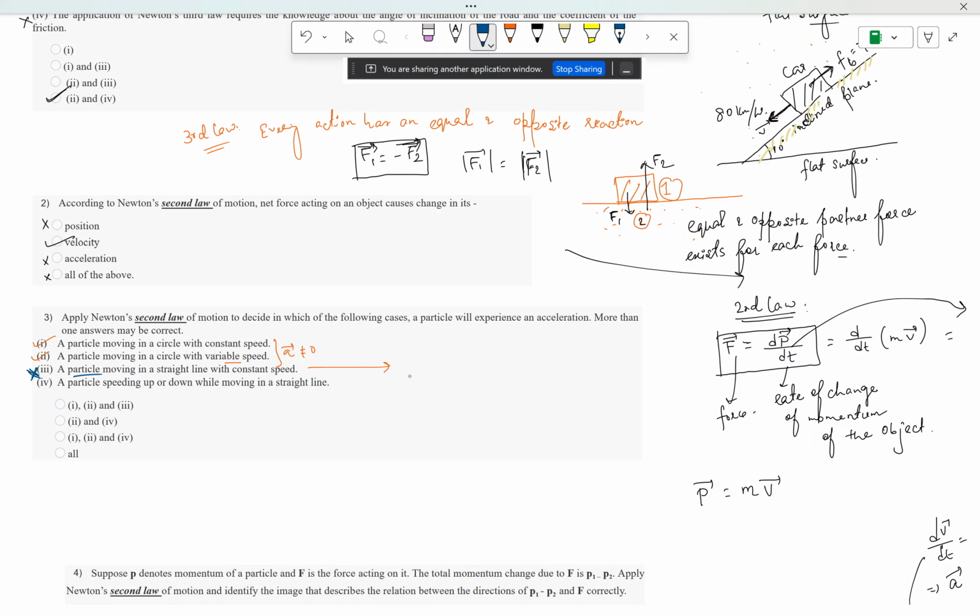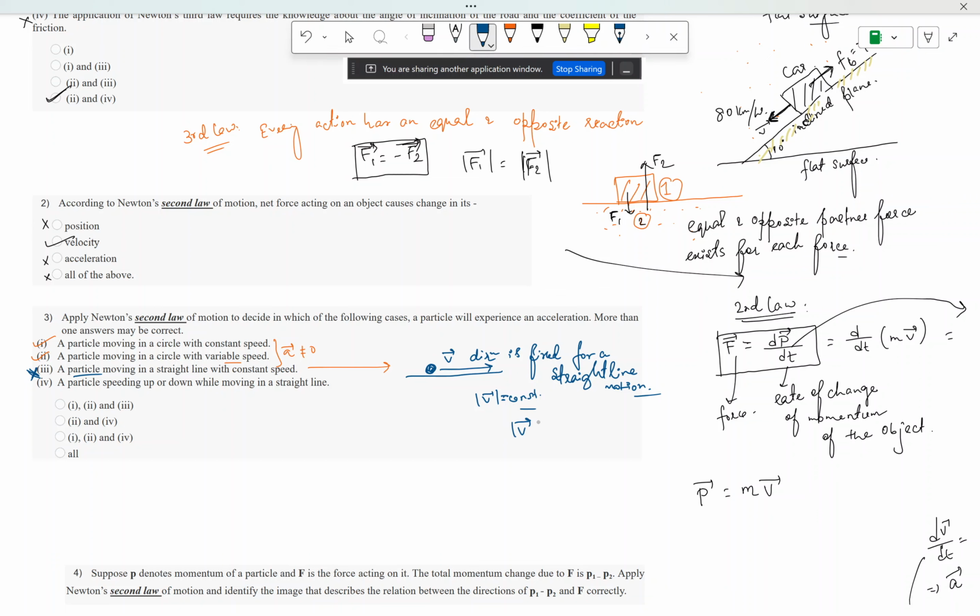Why? Because right now the particle is moving in a straight line. If this is a flat surface, it is always moving in a particular direction like this, and the speed is also constant. That means both things are taken care of. The magnitude of the velocity vector, that is the speed, is constant, and the direction is always fixed when it is moving in a straight line. Right?